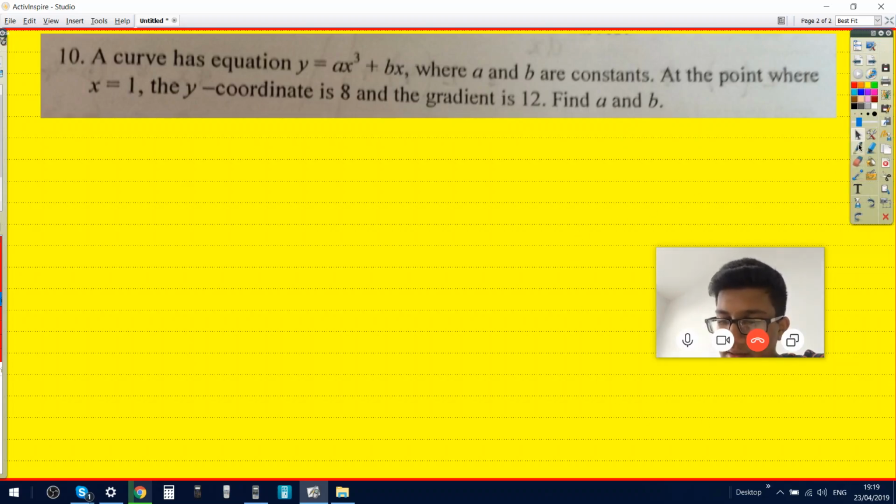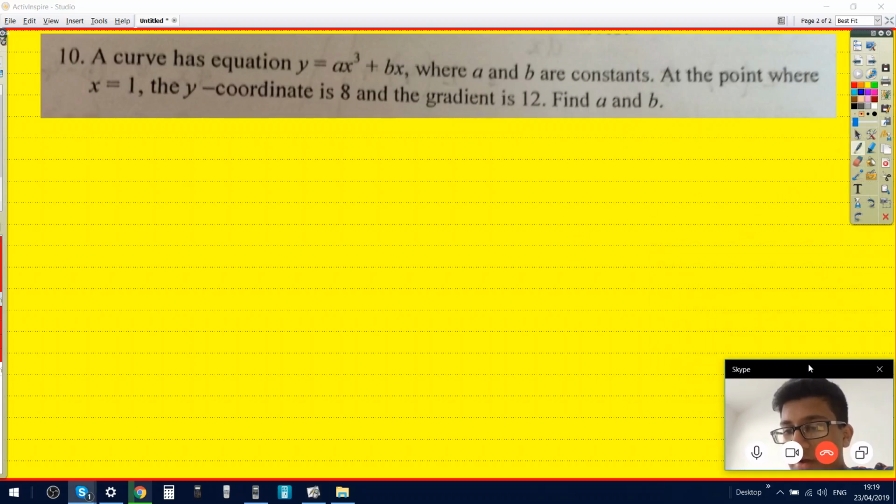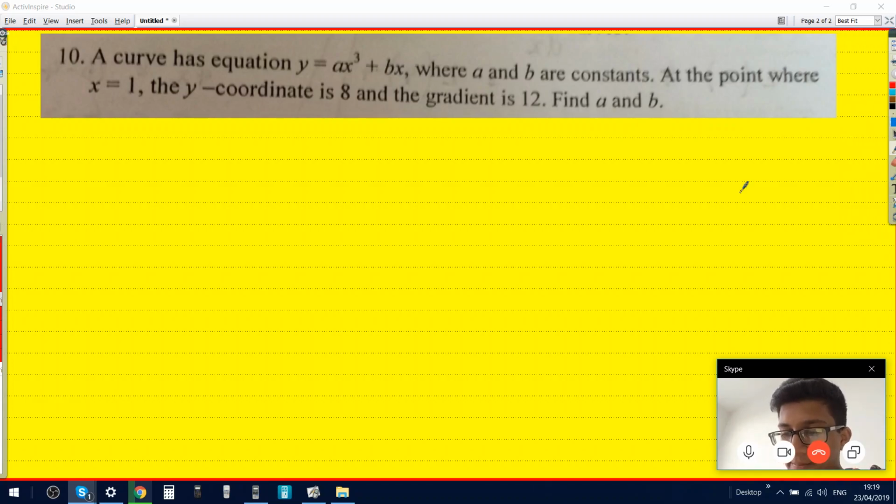So we've got y equals ax cubed plus bx. So dy by dx equals 3ax squared plus b.